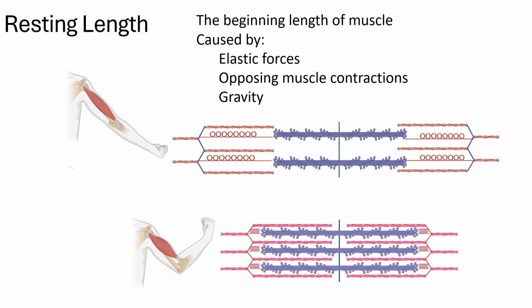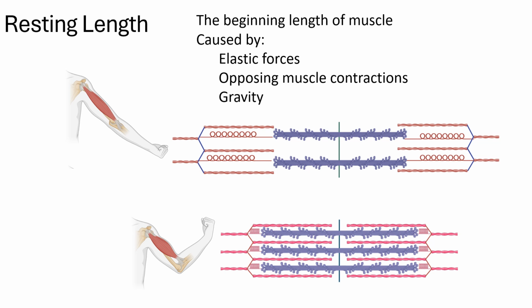All of the cross bridges that can form are formed. So the ability to create tension and move a load against gravity is not only the result of an action potential coming from the nervous system, but the ability to create tension, and how much, is determined by the resting length of the muscle, where your sarcomeres start. So hopefully, if you want to pick up your ice cream cone, I guess, or your dryer, your resting length has to be somewhere in between these two situations that you see right here on this screen.